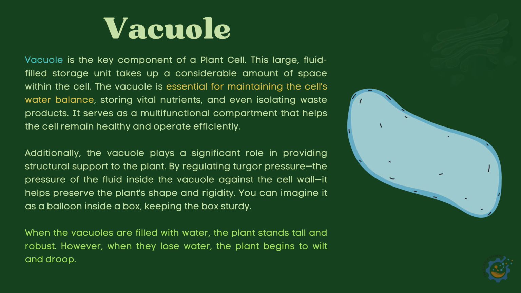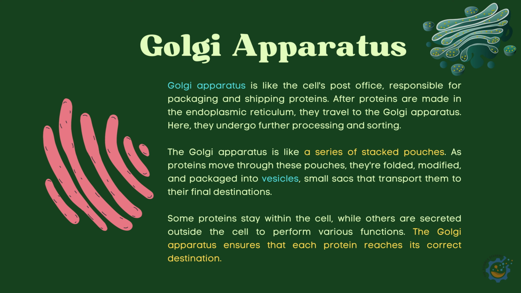Now, let's move on to the Golgi apparatus. It's like the cell's post office, responsible for packaging and shipping proteins. After proteins are made in the endoplasmic reticulum, they travel to the Golgi apparatus. Here, they undergo further processing and sorting.